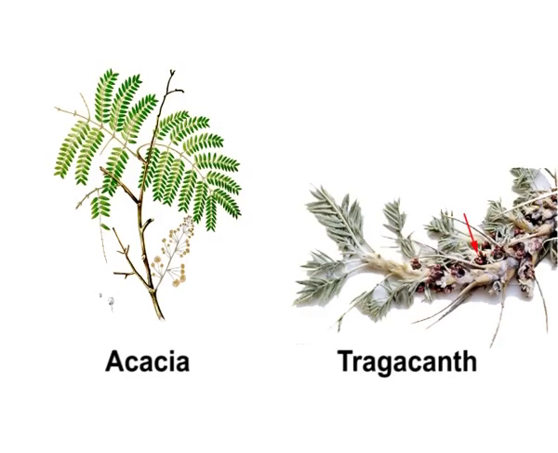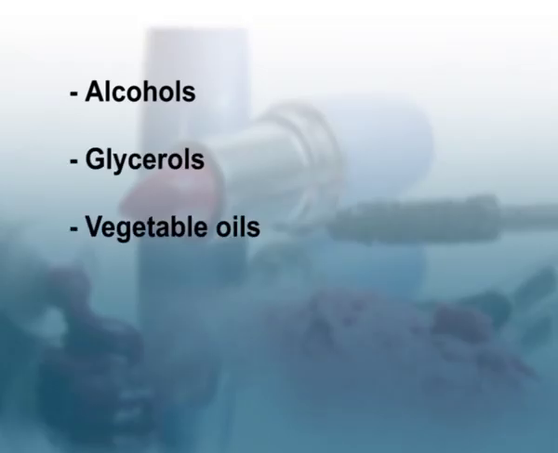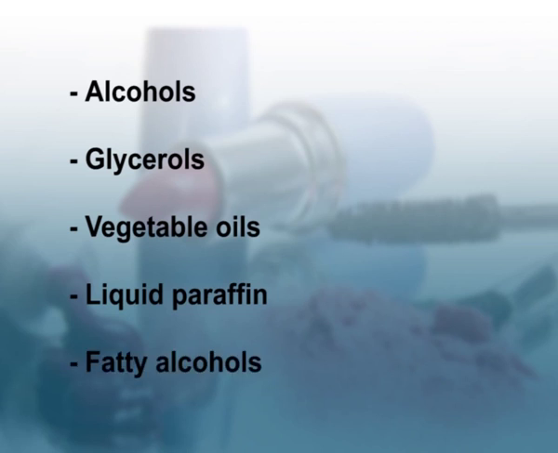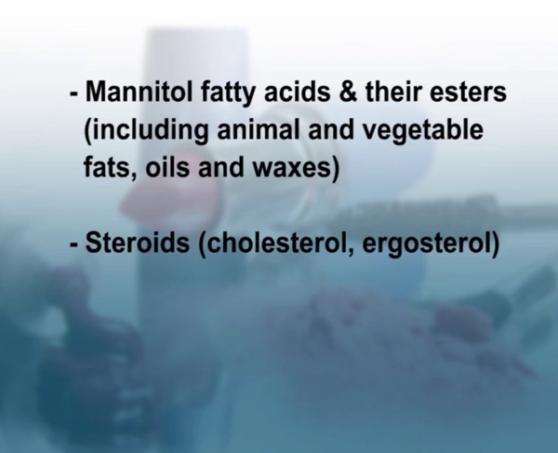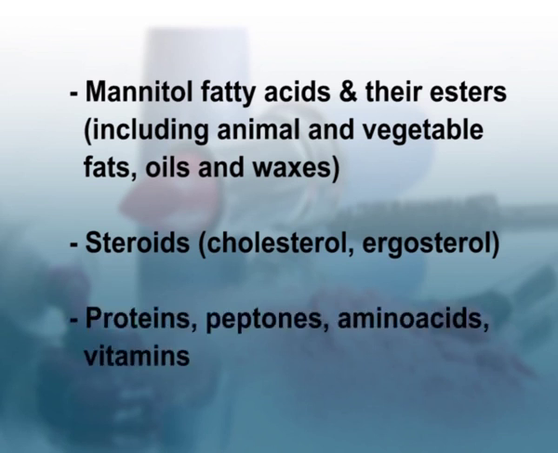Plant materials which serve as substrates for microbial growth are gums and carbohydrates such as natural gums like acacia and tragacanth, mucilages, pectins, starches, dextrins, and sugars. They become more susceptible when they are in a wet form. Other materials include alcohols, glycerols, vegetable oils, liquid paraffin, fatty alcohols, mannitol, fatty acids and their esters, including animal and vegetable fats, oils and waxes, steroids like cholesterol and ergosterol, proteins, peptones, amino acids, vitamins, etc.